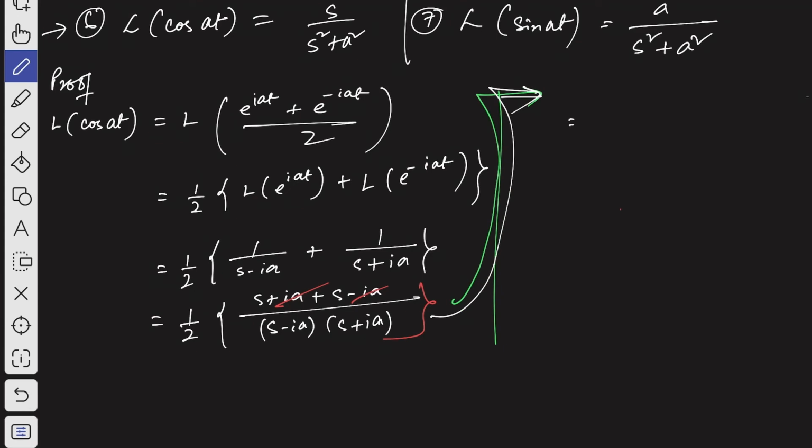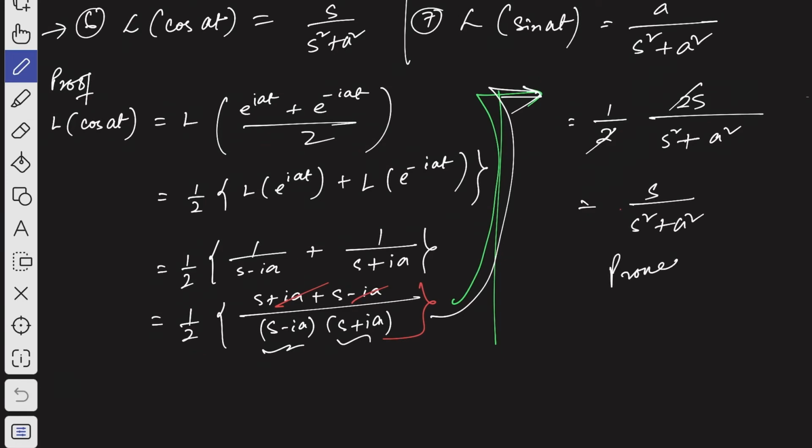Okay, so half, you will get twice s in the numerator, and if you multiply these two in the denominator, you get s square minus ia whole square, and i square is minus 1. So you're going to have s square plus a square, right? Here the two cancels, so our final result is s by s square plus a square. So that's how we can prove it. So formula number 6 is proved.